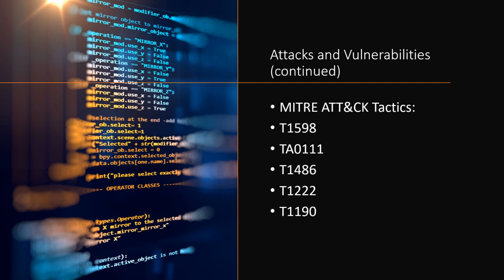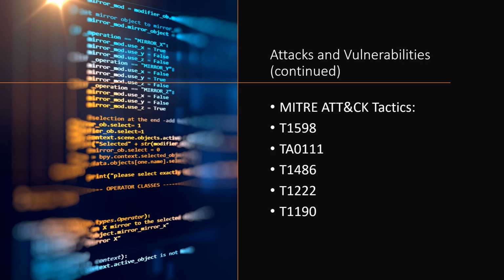T1486 is data encrypted for impact. This is kind of the key concept of ransomware, which is taking advantage of the fact that they're in the system, encrypting that data, and then using it to get a ransom paid. T1222 is file and directory permission modification. This is kind of in the same area as encryption for impact, but a little bit different because this is changing permissions to files, and this could also be part of privilege escalation.